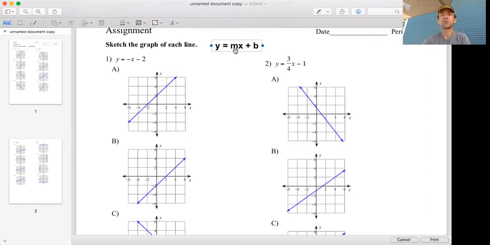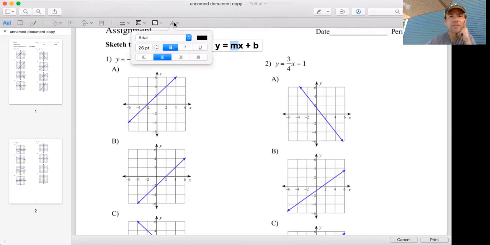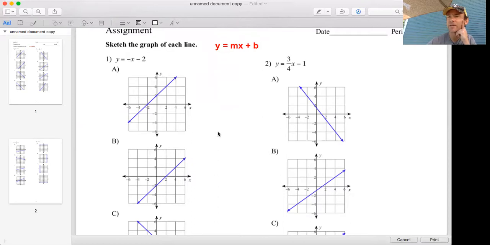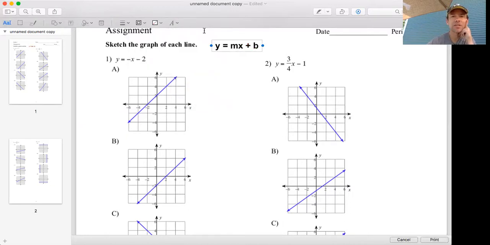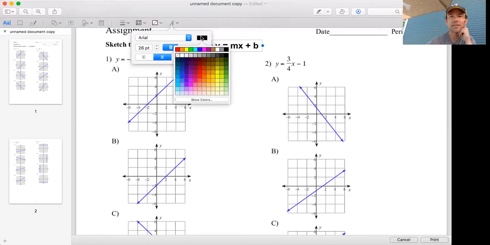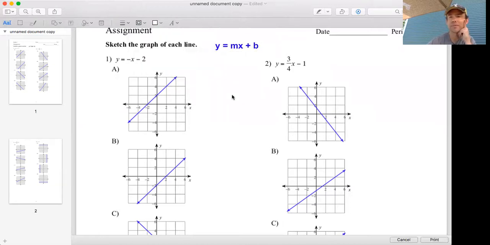So the m is the slope, right? So if we just think of m right here, if I could change it to red. Oh, never mind. The whole thing changes to red. So I can't just change one letter. I don't have that capacity. Let's just leave it black then. Actually, since it's Anley, let's go blue. Hey, how about that, huh? School spirit.